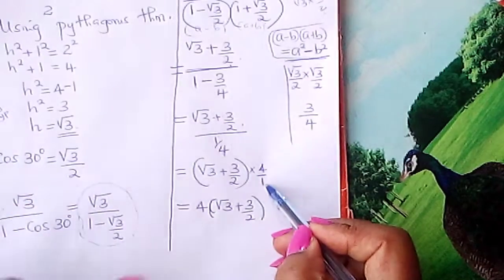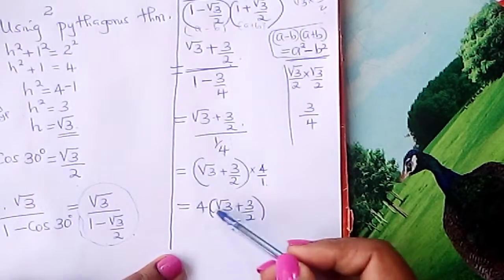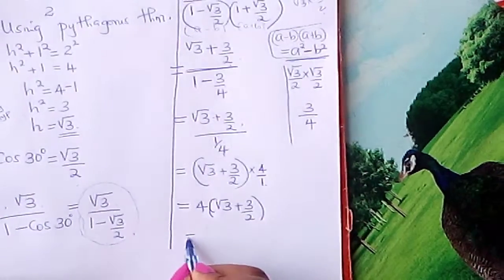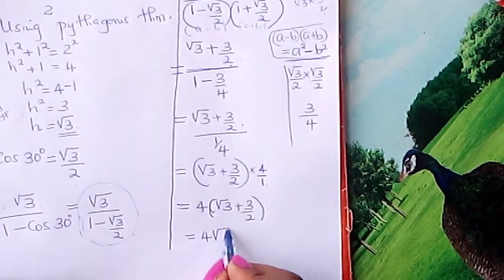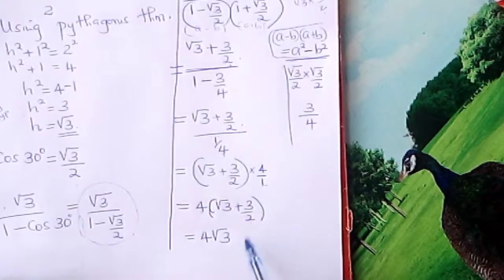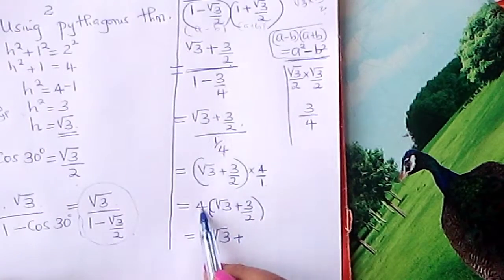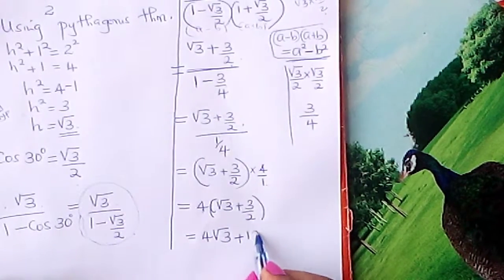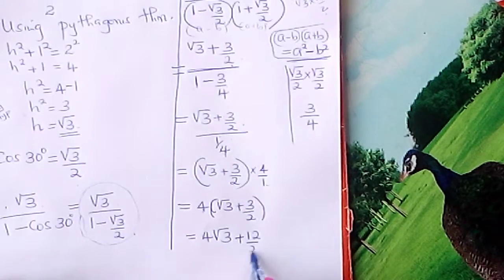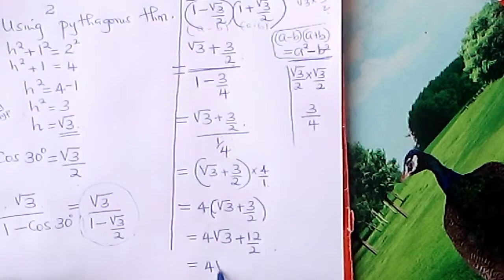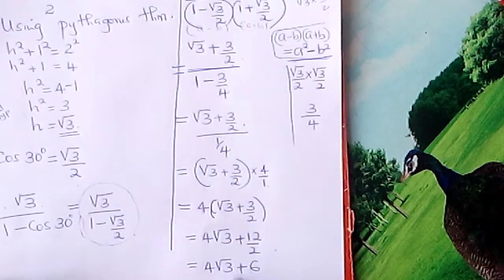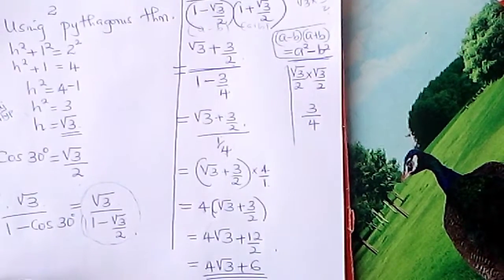So 4 over 1 is the same as 4. So you bring it in front here and then you remove the brackets. So this gives us what? 4 times root 3 gives us 4 root 3, learner. Then plus what? 4 times 3 is 12, 12 over 2. 12 over 2 is what? 6. So we can say this is 4 root 3 plus 6.